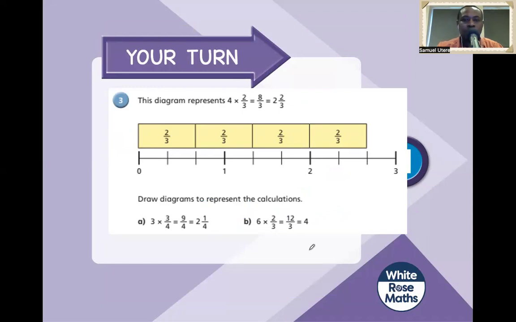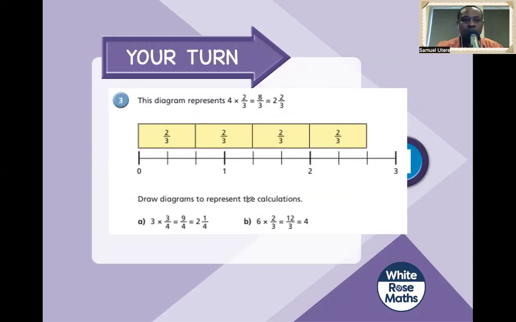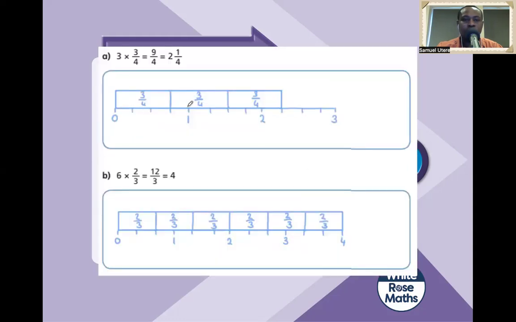Let's discuss them. So for question 3A, you were asked to draw diagrams to represent the calculations. And these diagrams should be obvious. You should know how to draw them by now. So you need quarters. So you have the number line where they're split into quarters. You need 3 quarters boxed in, and then you need 3 lots of that.